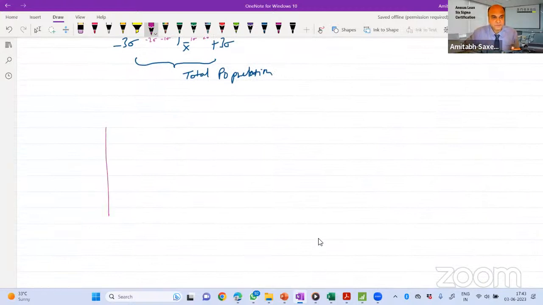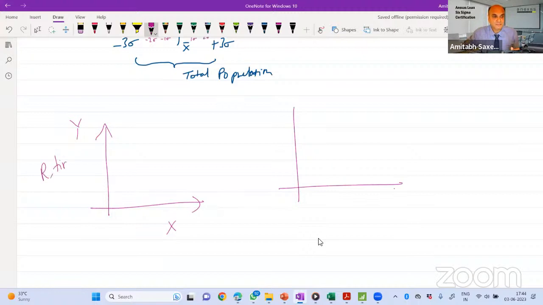If both y and x factors are continuous data, like for example, recruitment time and let's say interviewing time, both are continuous data. So I can make a scatter plot.